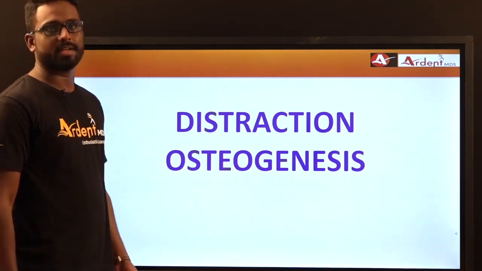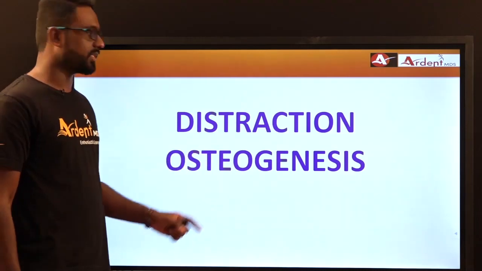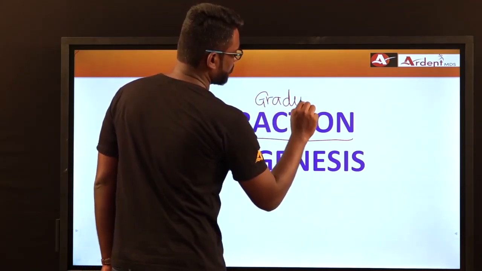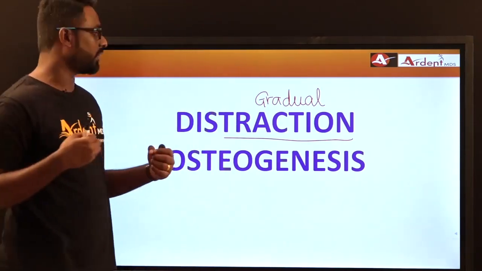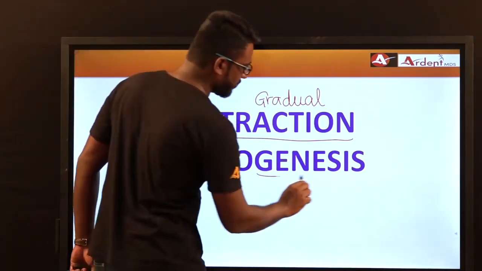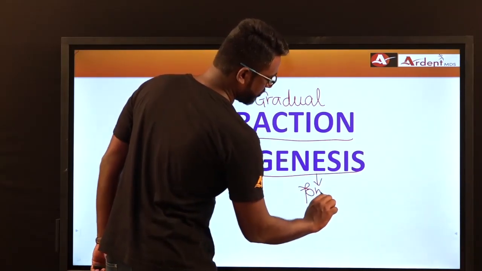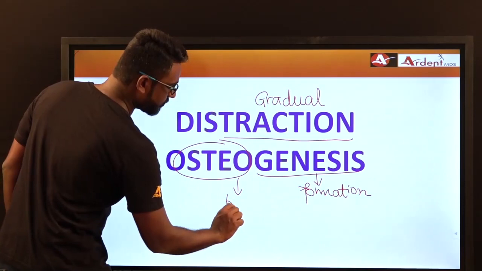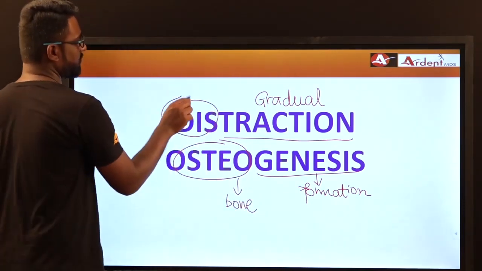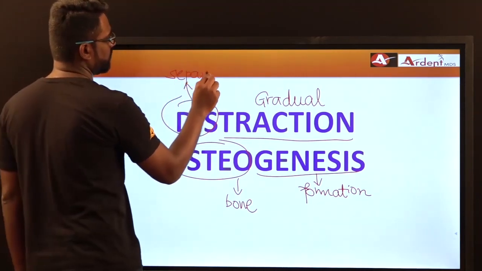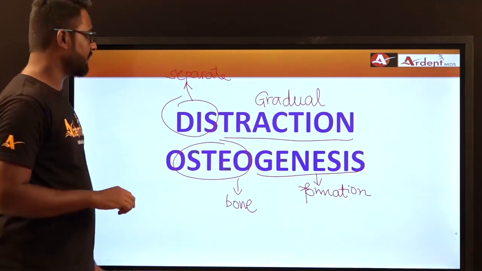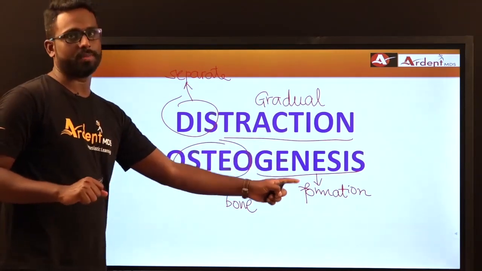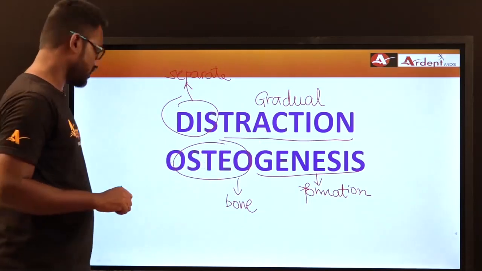So from the name you can understand that distraction osteogenesis is nothing but a procedure where you are providing gradual traction to the bones, and that results in the genesis, which is nothing but formation, of osteo, which is nothing but bone. So from the name itself you can understand that you are separating and providing gradual traction to the bone, and that results in the formation of new bone, that is known as distraction osteogenesis.